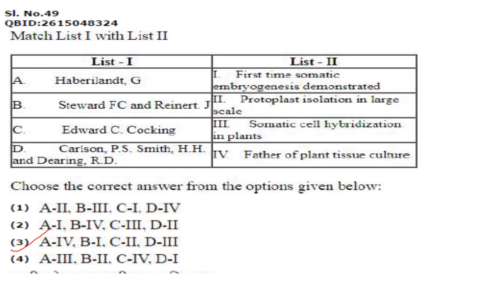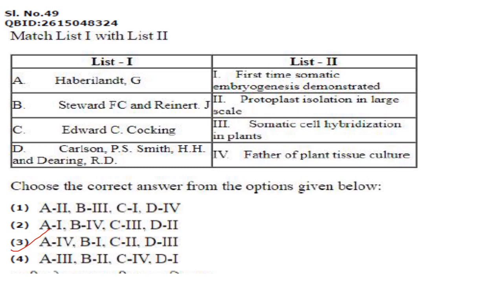Match list 1 with list 2. So what did Haberlandt discover? That you have to find out from list 2. So Haberlandt is the father of plant tissue culture. A4 and that is in option 3. So option 3 is your answer.